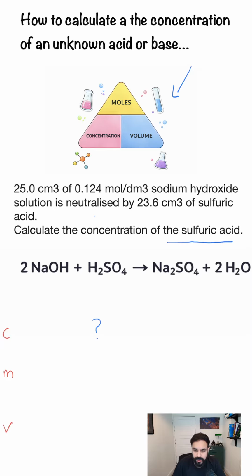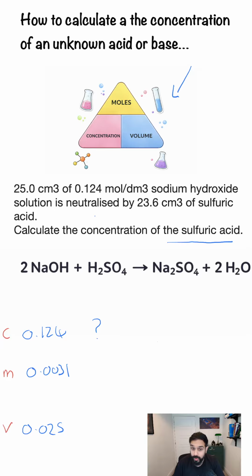I know that my volume of sodium hydroxide is 25 centimeter cubed. But you can't use centimeter cubed, you must use decimeter cubed. To change between the two, divide by 1,000. So 0.025. Okay, so I also know the concentration of my sodium hydroxide. That's 0.124. Okay, using my formula triangle, I know to work out the moles of the sodium hydroxide, I just multiply the two values. So 0.025 times 0.124, 0.0031.